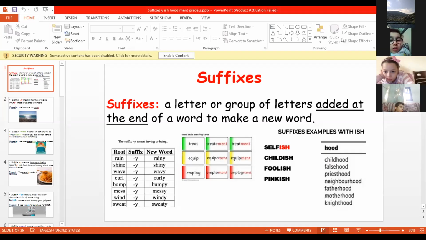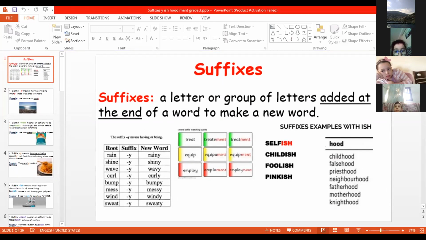Okay. Our suffixes for today are Y, the letter Y. We consider it a suffix. Ment, M-E-N-T, ish, I-S-H, and hood. Okay? We will explain each one of them and take examples for each suffix.